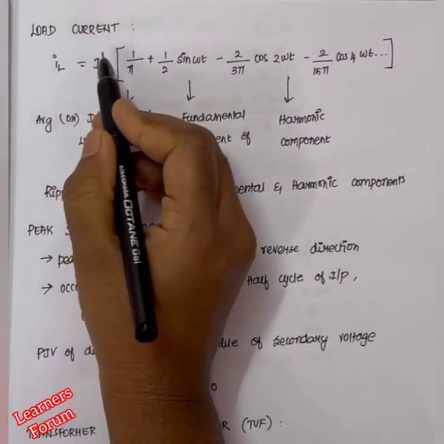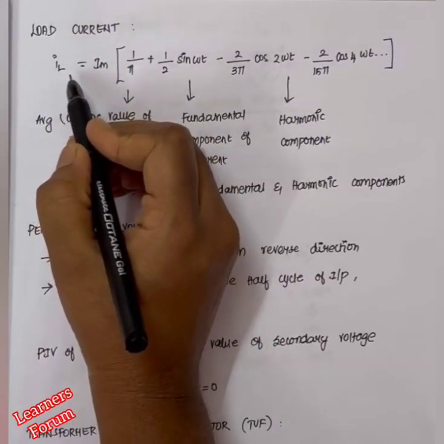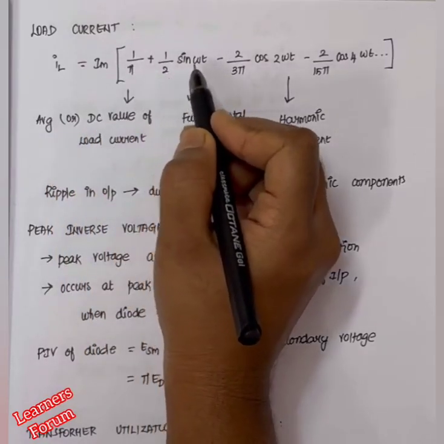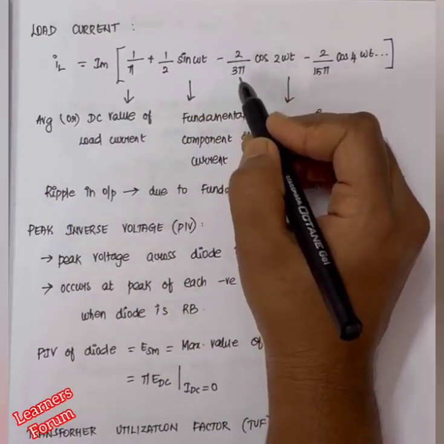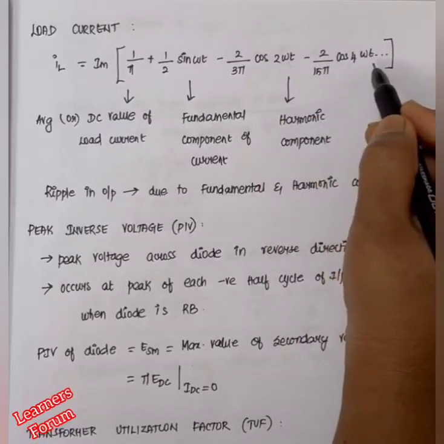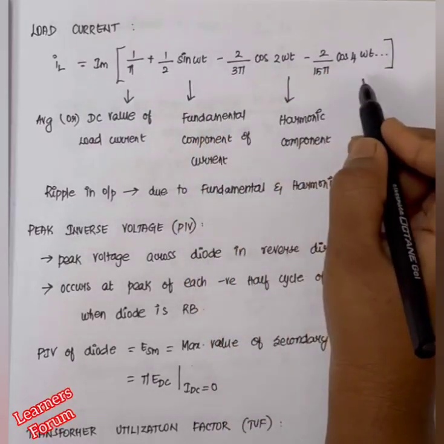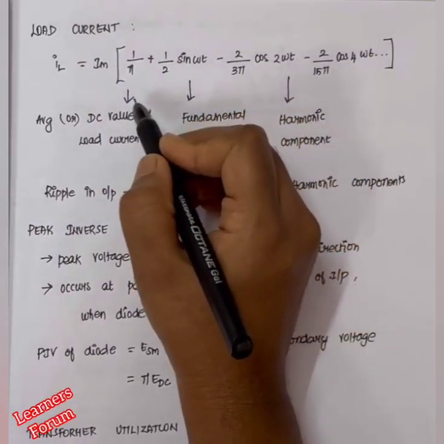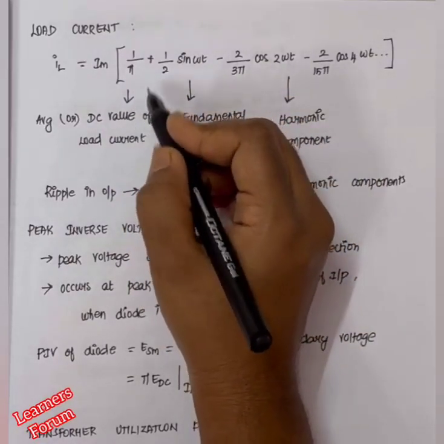Next parameter, load current. So IL can be represented in terms of Fourier series equation as Im into 1 by pi plus 1 by 2 sin omega t minus 2 by 3 pi cos 2 omega t minus 2 by 15 pi cos 4 omega t. So after expanding this, we will get the equation in this way. Here, after combining, we can segregate each term in terms of the respective values.